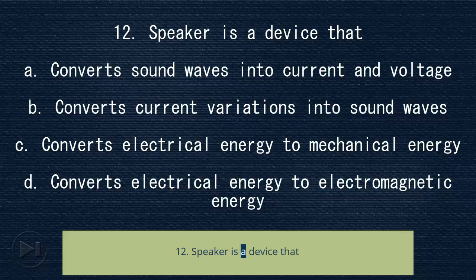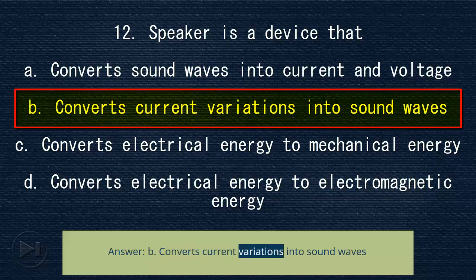12. A speaker is a device that: A. converts sound waves into current and voltage. B. converts current variations into sound waves. C. converts electrical energy to mechanical energy. D. converts electrical energy to electromagnetic energy. Answer: B. converts current variations into sound waves.